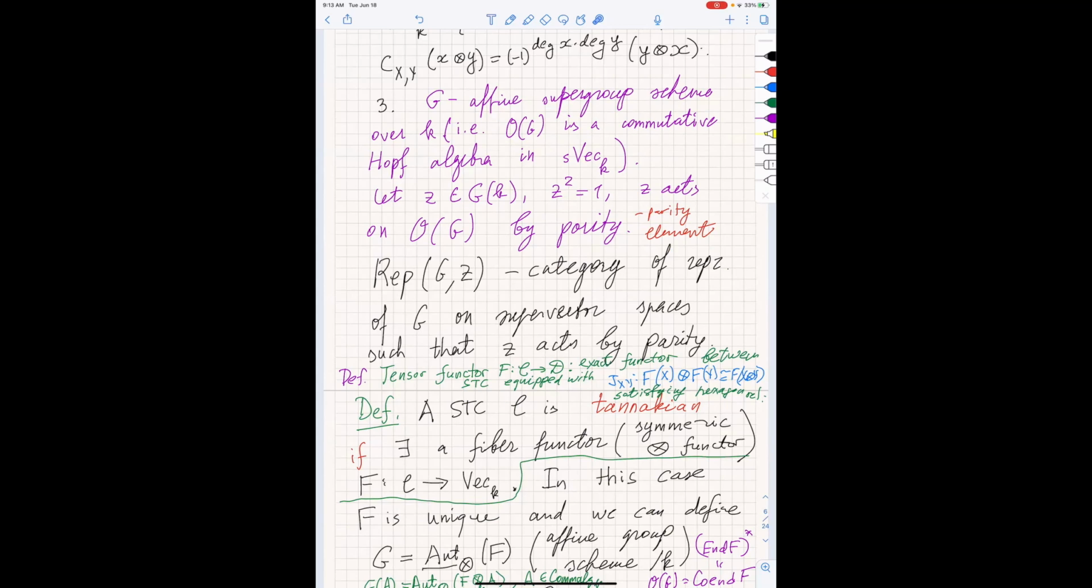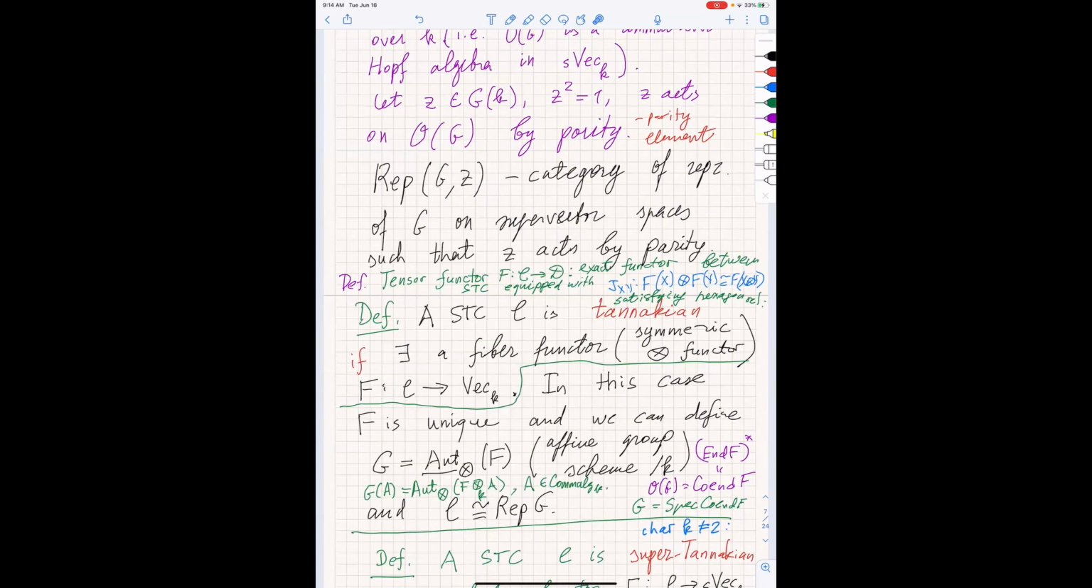And the tensor functor from a symmetric tensor category to the category of vector spaces is called the fiber functor. So this comes from topology, where people consider categories of locally constant sheaves on topological spaces. And in this case, fiber functor can be obtained by taking fiber of a local system or locally constant sheaf at a point of this topological space. And the definition is the following, that the symmetric tensor category is called Tanakian if it admits a fiber functor to vector spaces.